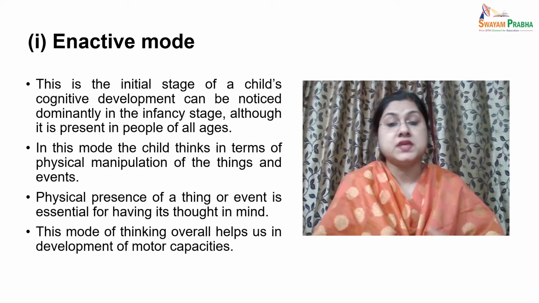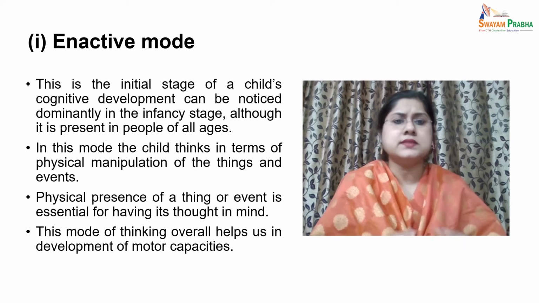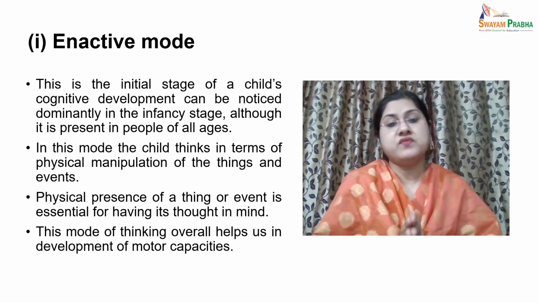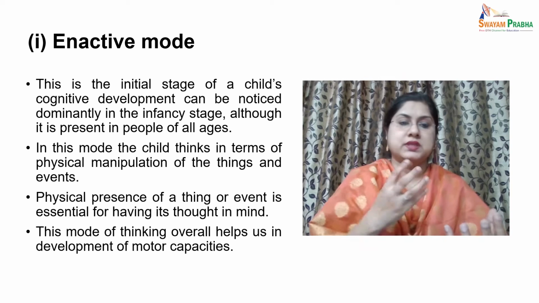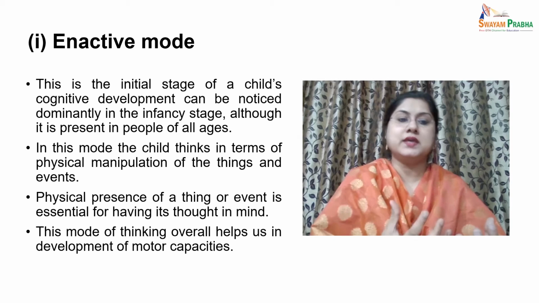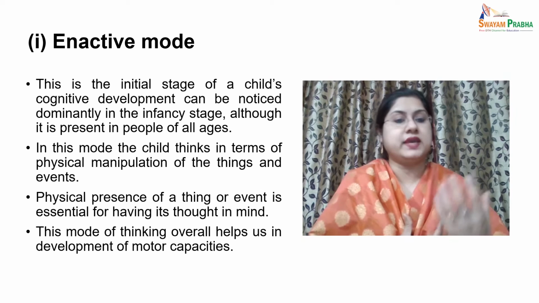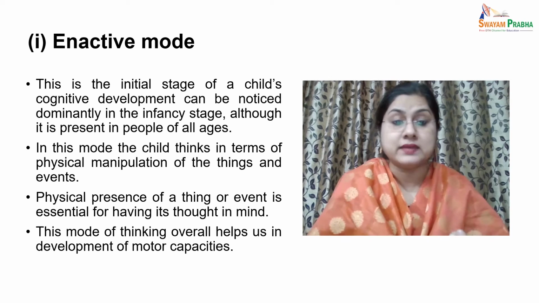In this mode, one person thinks in terms of physical manipulation of all those things and events of his or her environment. Here, the physical presence of a thing or event is essential for having its thought in the mind. So whenever this child is thinking about anything, according to Bruner, whatever thing is being thought of should be in front of him or her. If the child is willing to think about a pen, then the pen should be in front of him. Then only he can think about the pen.